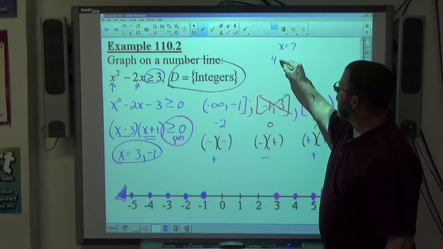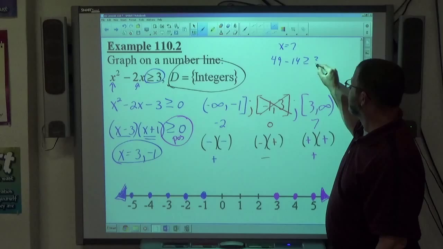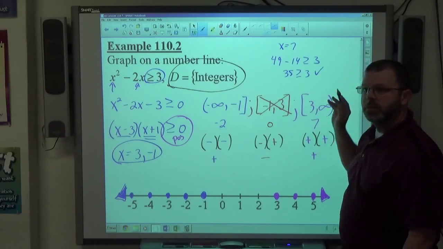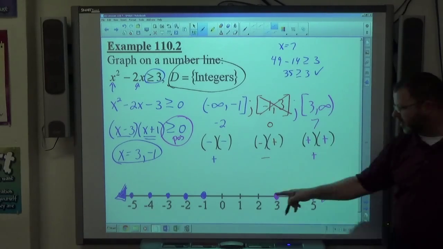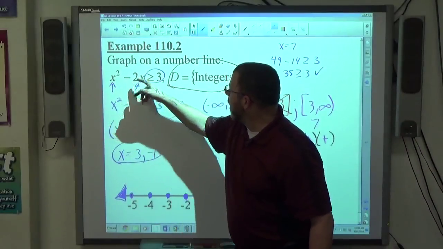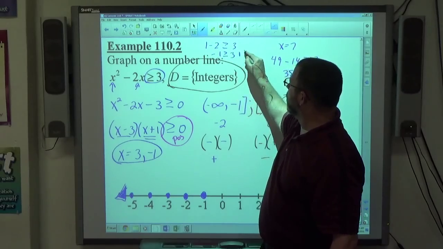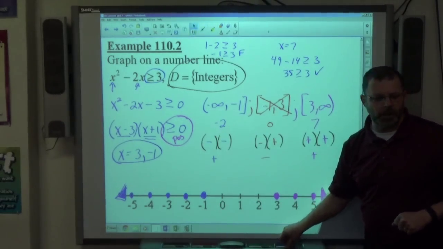x squared would be 49. 2 times 7 would be minus 14. It's supposed to be greater than or equal to 3. 49 minus 14 is 35. Greater than or equal to 3. That's true. Right? So all that's doing is we're graphing the answer where it's true. If I pick something that's false, like let's say 1, if I put 1 in for x, I'm going to get 1 minus 2 is greater than or equal to 3. That's negative 1 greater than or equal to 3. That's false. We're not graphing the false, we're only graphing the true. So that's what we're finding when we do this.